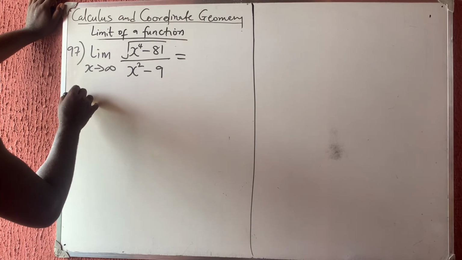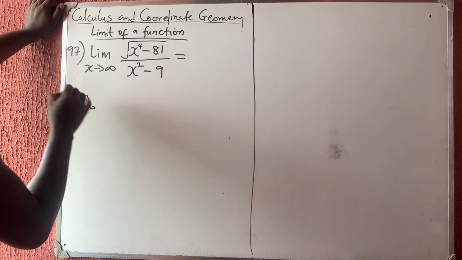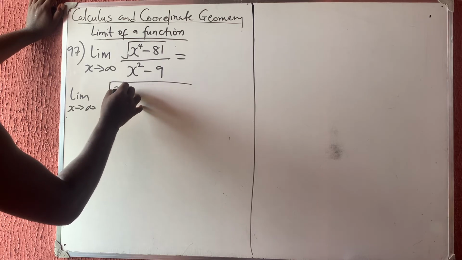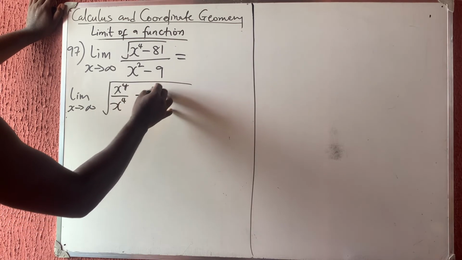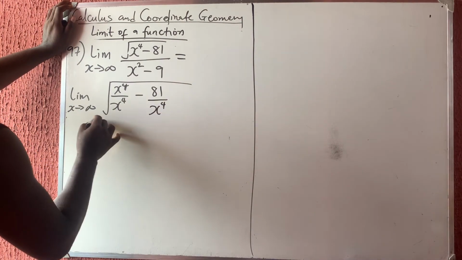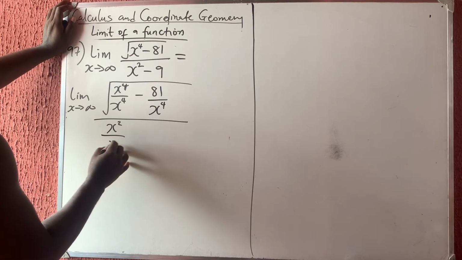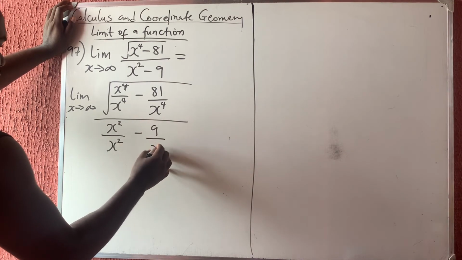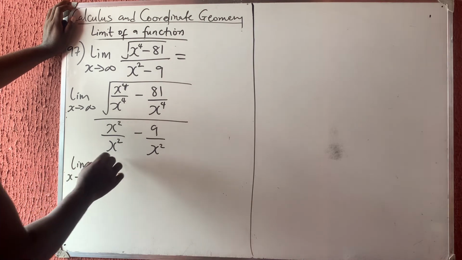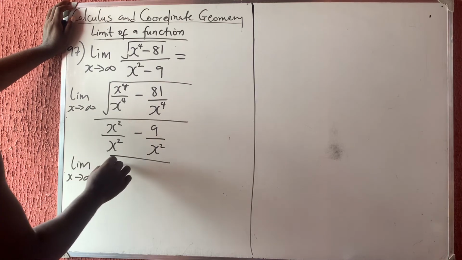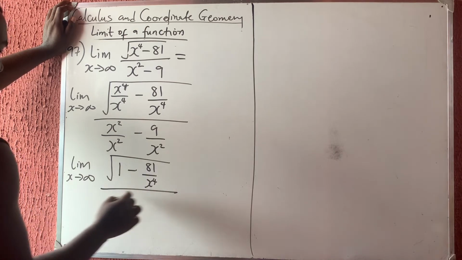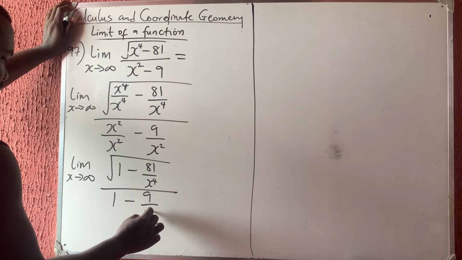So we say the limit as x approaches infinity of the square root of x raised to the power 4 divided by x raised to the power 4, then minus 81 divided by x raised to the power 4, all over x raised to the power 2 divided by x raised to the power 2 minus 9 divided by x raised to the power 2. So this is now the limit as x approaches infinity of the square root of anything divided by this is 1 minus 81 over x raised to the power 4, then divided by 1 minus 9 over x squared.